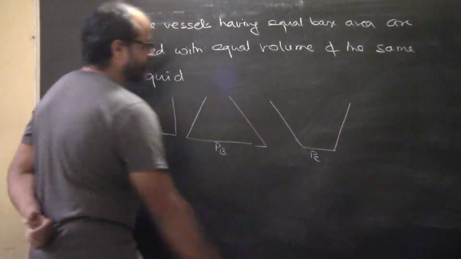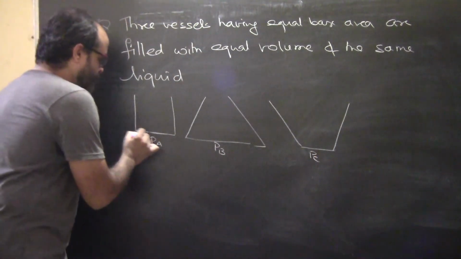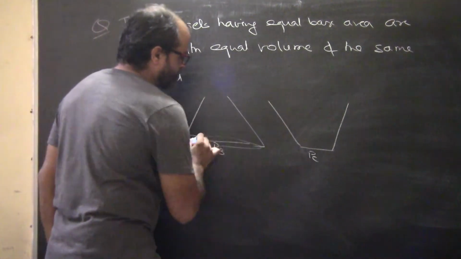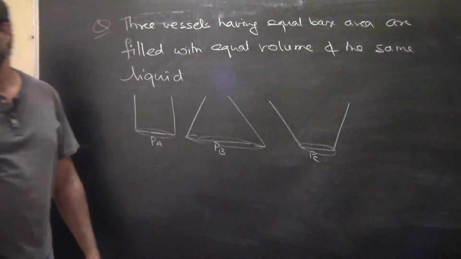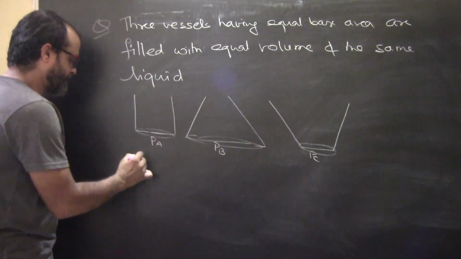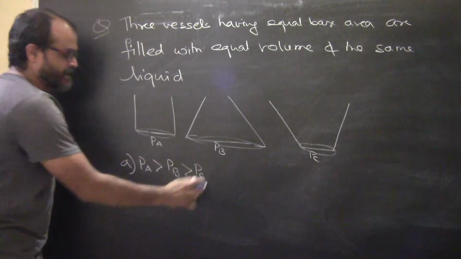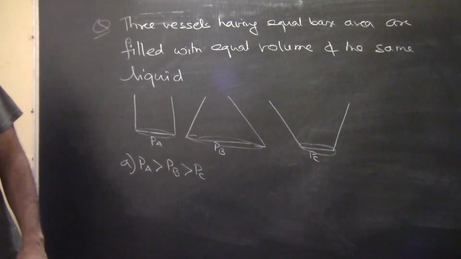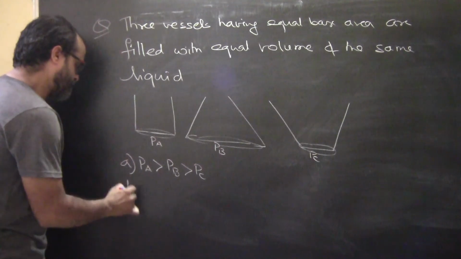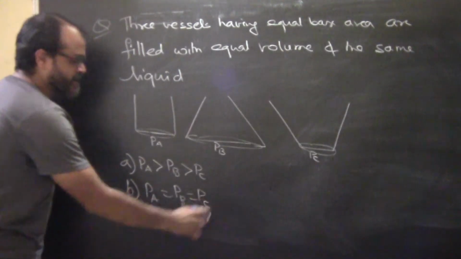The volume is the same and the base area is the same. So, the base area of this one is equal to the base area of this one is equal to the base area of this one. So, you have to calculate. The first option is pressure at A will be greater than pressure at B will be greater than pressure at C. Second option is pressure at A will be equal to pressure at B will be equal to pressure at C.